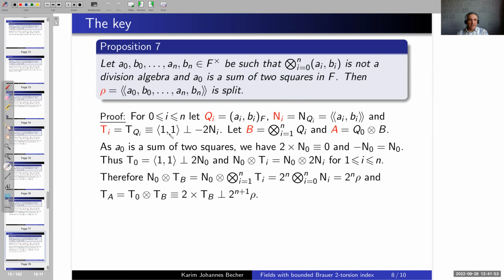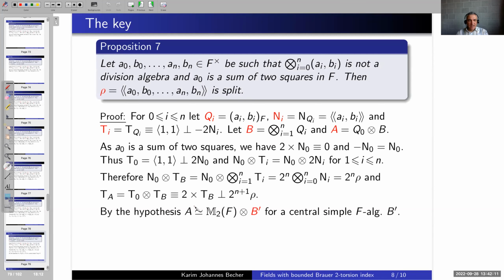Now, this was the part where I used that A0 is a sum of two squares. I now do a second calculation where I use the other ingredient that we have, namely that this algebra has zero divisors, that is, it is not a division algebra. So since that is the case, because it is of degree a power of 2, we can split off a 2 by 2 matrix algebra. So we can write it as M2(F) tensor B prime for a central simple algebra B prime. Note that both B prime and B are of degree 2 to the n. That will play a role in a minute.